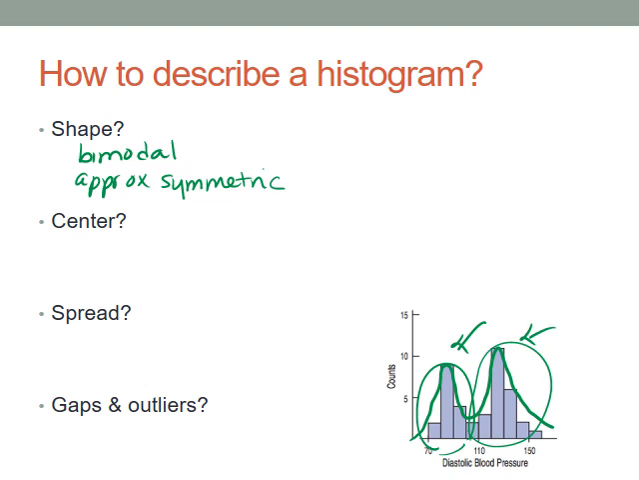Okay, and so for center, since we really are talking about two distributions, two modes, we're going to write the center for each of them. So the center for the first one might be at approximately, I don't know, where are we? 70, 80, maybe 90. And the other center might be 130. So when you have anything that's more than one mode, you're probably going to have more than one center. And again, spread's pretty difficult to talk about. No real gaps or outliers.